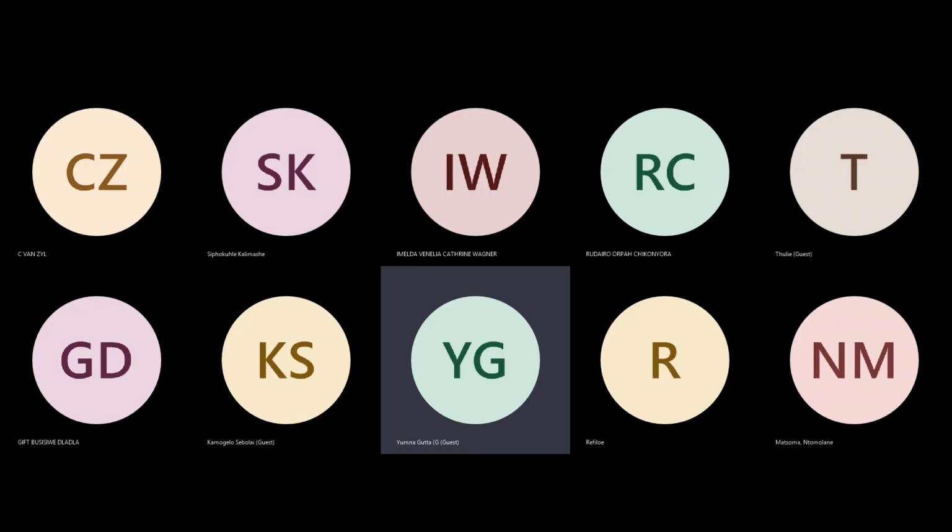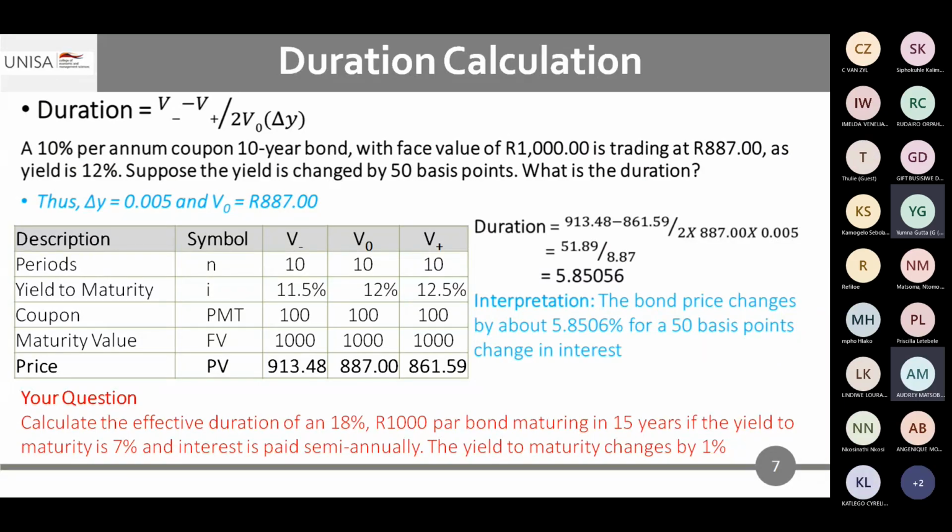100 means 1%. So if you get 50, it's 0.5%. If you get 200 basis points, it means 2%, right? So be familiar with your changes in basis points, right? So now we are calculating the duration.